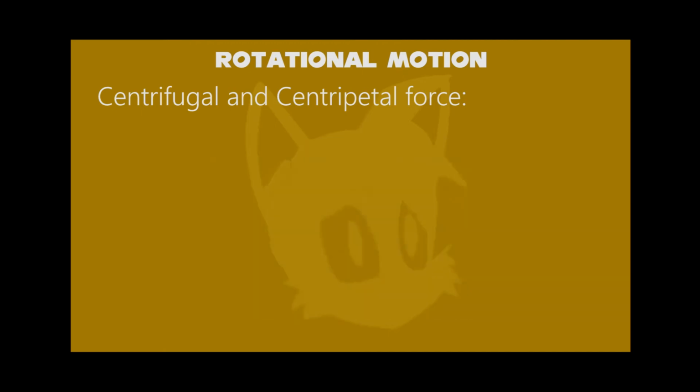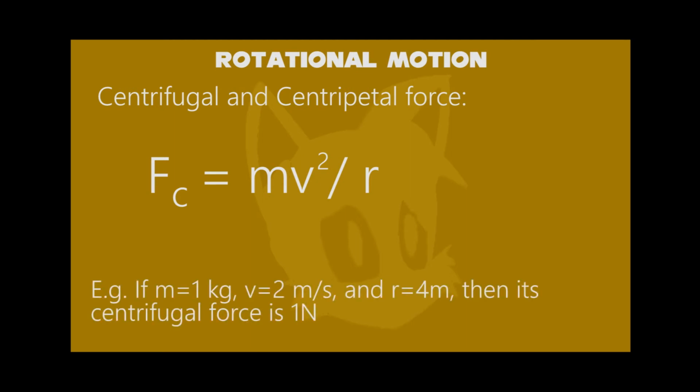Well, that was fun. Now, note that the centrifugal force formula is mass times velocity squared divided by radius. You'll get the result in newtons. If the radius decreases, the centrifugal force increases, and vice versa. For example, if m is 1 kilogram, velocity is 2 meters per second and the radius is 4 meters, we get a centrifugal force of 1 newton.